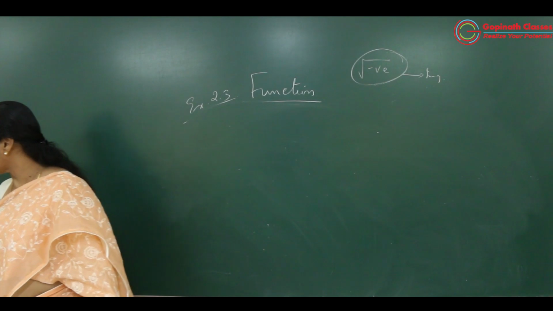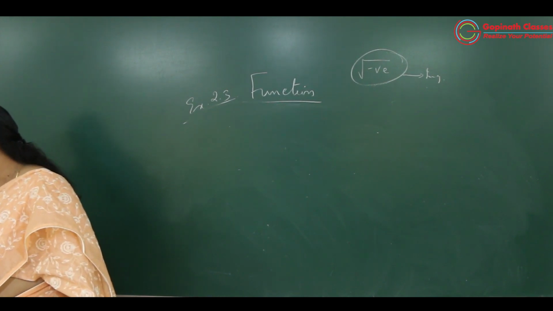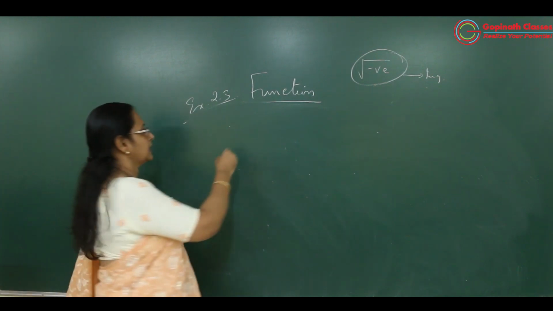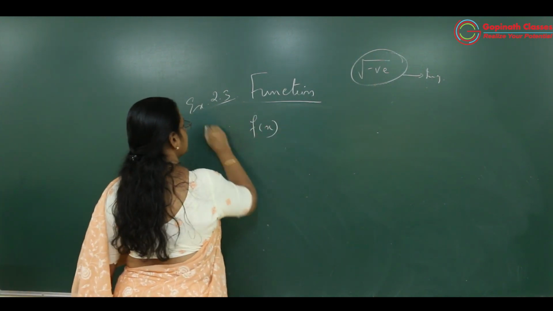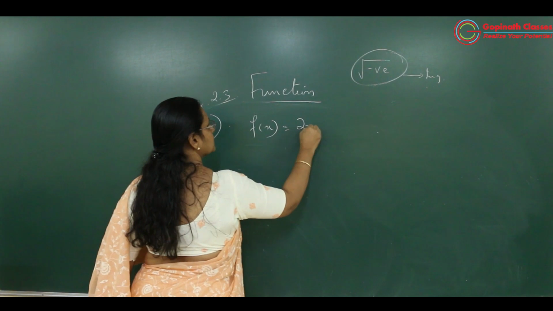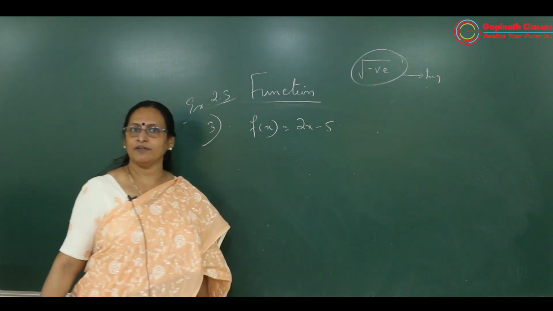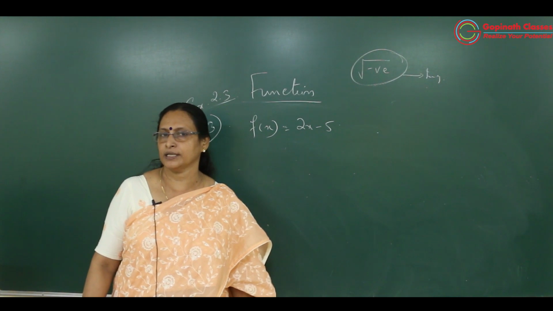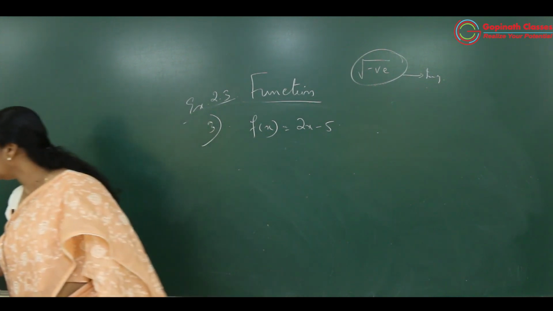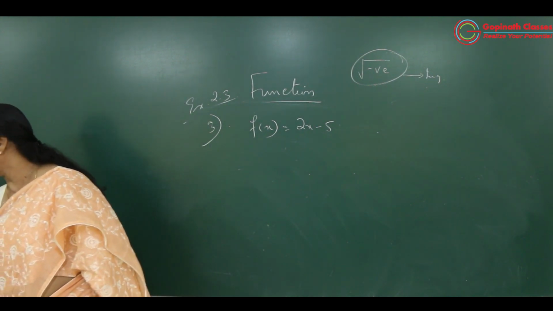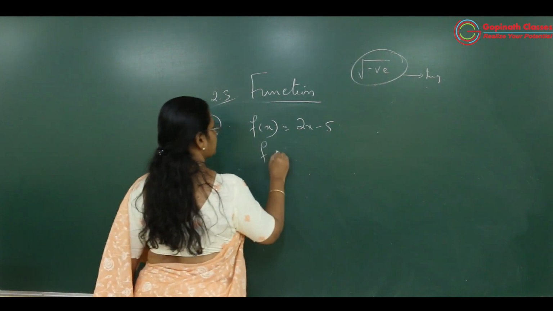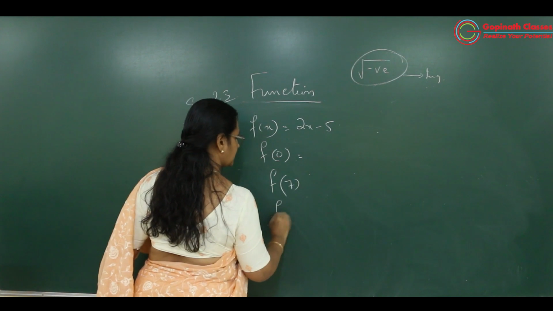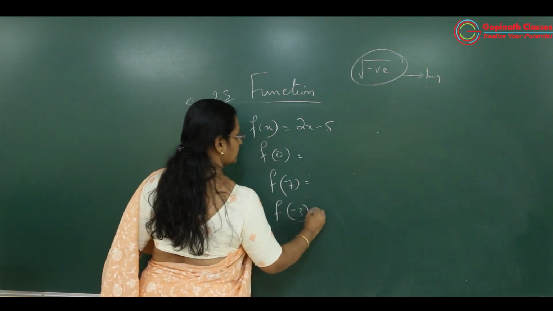Come to the next question, that is the third question. It's very simple. f(x) is equal to 2x minus 5. It's a linear function. You know polynomial values. A polynomial is a function. So the values of the polynomial you were finding out in 9th standard, the same way you have to find out the values. f(0), f(7) and f(-3). So simple. You can do it.